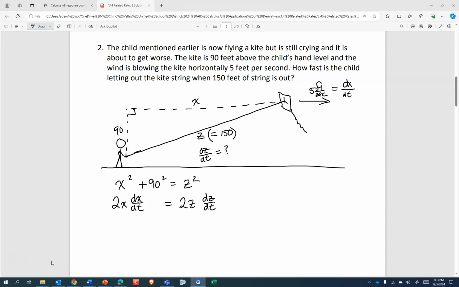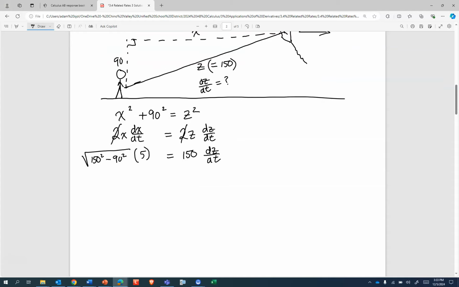And just like the last time, we're going to divide out the 2's. Let's see, x is a Pythagorean theorem thing. So I'll put in dx dt first, 5. Z, that's 150. dz dt is what we're looking for. And x is going to be the square root of 150 squared minus 90 squared. So that means dz dt, the rate at which the string is being let out, is 5 times the square root of 150 squared minus 90 squared, all over 150.